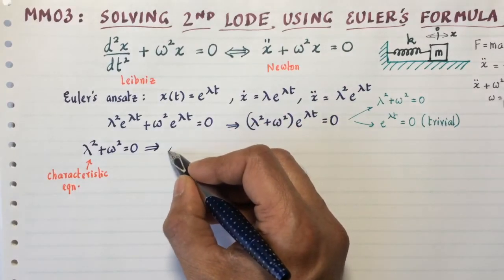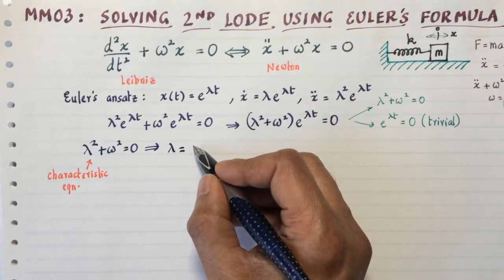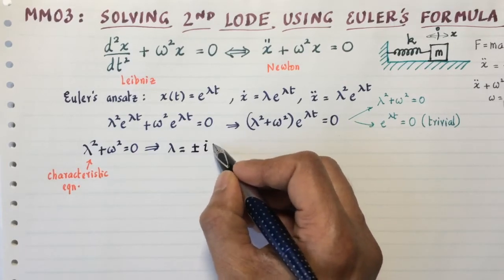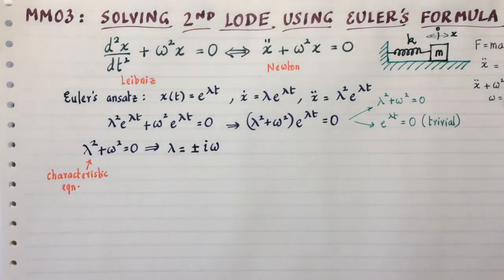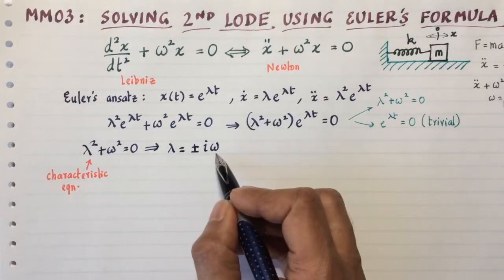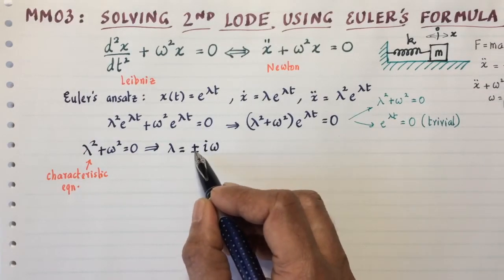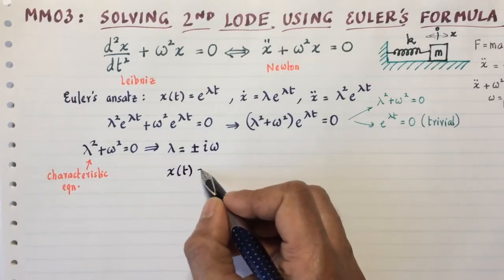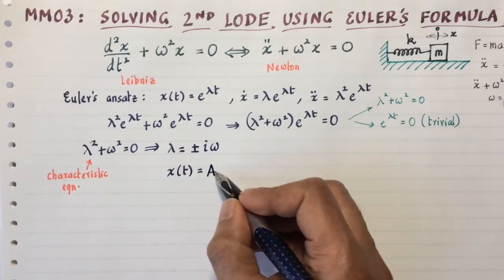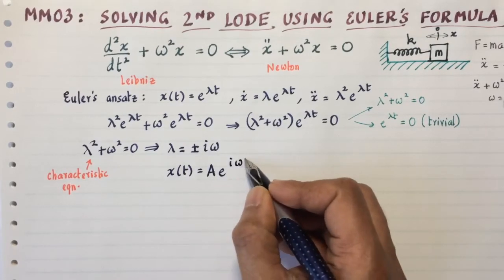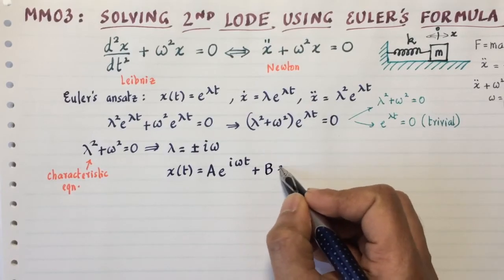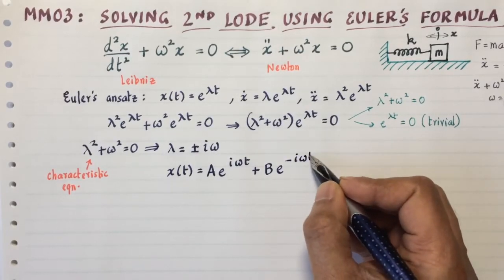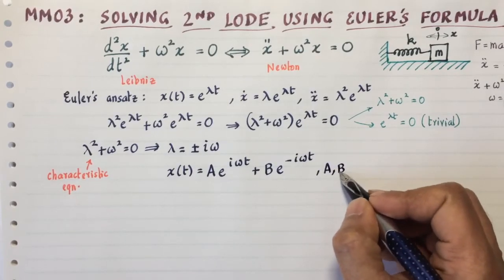So this gives me lambda equals plus or minus the square root of minus 1 times omega squared, which is plus or minus i omega, because i is the square root of minus 1, as we studied in the complex number video. So the solutions are going to be a linear combination of the lambda with a plus sign and the lambda with a minus sign. So I can write the full solution of this oscillation as A times e to the i omega t plus B times e to the minus i omega t, where A and B currently are complex numbers.